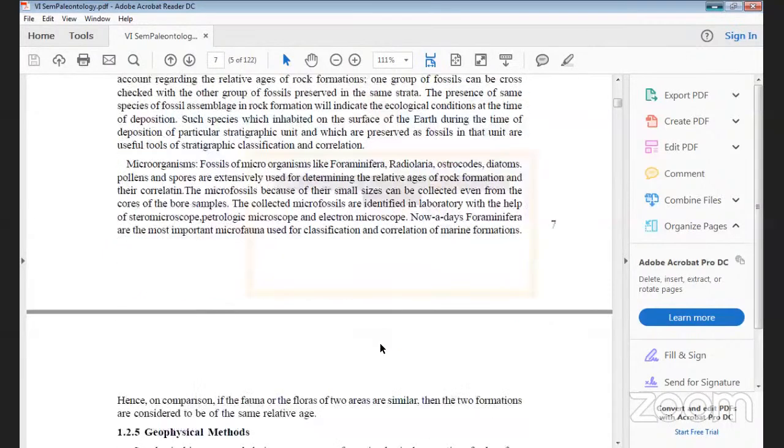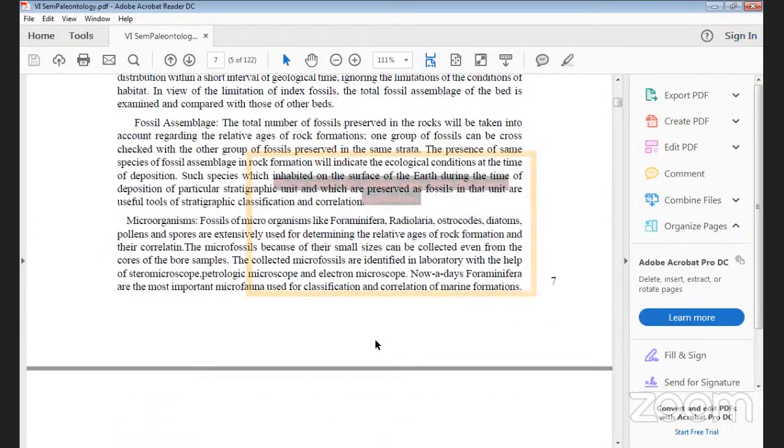Yes. And along with that come some microorganisms. Those will also be available as deposits like foraminifera, radiolarians, arthropods, diatoms, and other pollen and spores, which are extensively used for determining the relative ages of different rock formations.